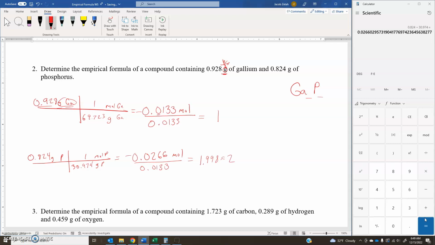So this is where the most common mistake happened: you're done when you have a whole number ratio. Right now, I have a whole number ratio. I should quit. It's GaP2. And you should never actually put the 1 in. That was another mistake I saw, but you didn't know, so that's why I'm telling you. This is how I should record my final answer. So when you get to this step, if you get a whole number, you're done.